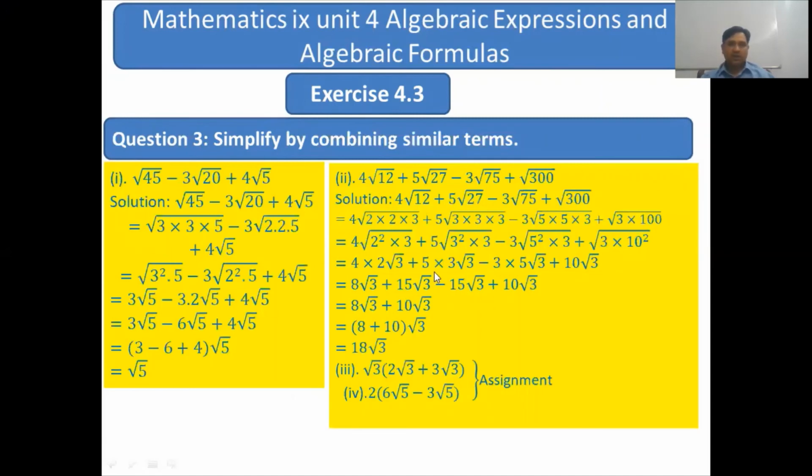This is minus 15 square root of 3 and this is plus 15 square root of 3. So this cancels out with this one. So we are left with 8 square root of 3 plus 10 square root of 3. So we can take square root of 3 common from these two terms. So we are left with 8 plus 10. So 8 plus 10 is 18. So 18 square root of 3.